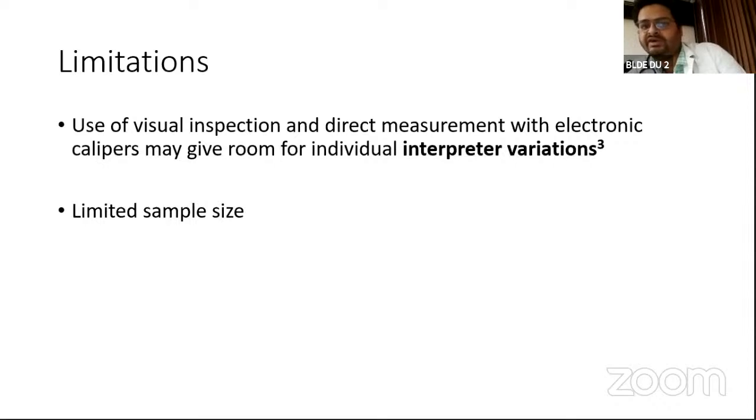The limitations, however, were the use of visual inspection and direct measurement with electronic calipers, which may give room for individual interpreter variation. That is, the subject-based variation will be there. And the sample size is less. Since it is an ongoing study, the sample size will definitely increase.